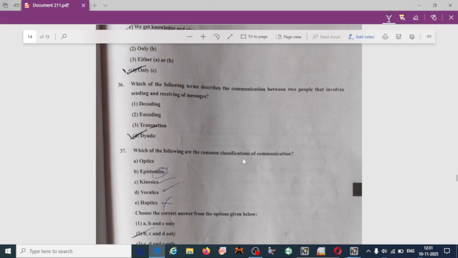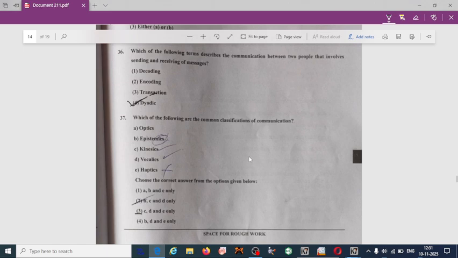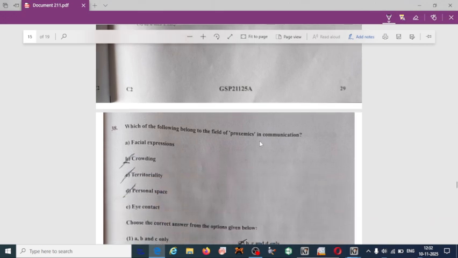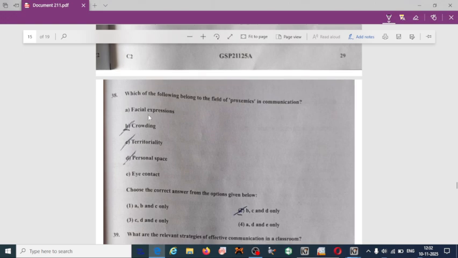Which of the following are the common classifications of communication? Optics, epistemics, kinesics, vocalics, haptics. So option 3 is correct. C, D, E. Which of the following belong to the field of proxemics in communication? Facial expression, crowding, territoriality, personal space, eye contact. Option 2 is correct. B, C, and D only.